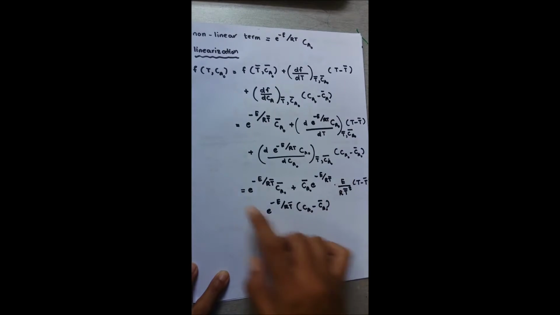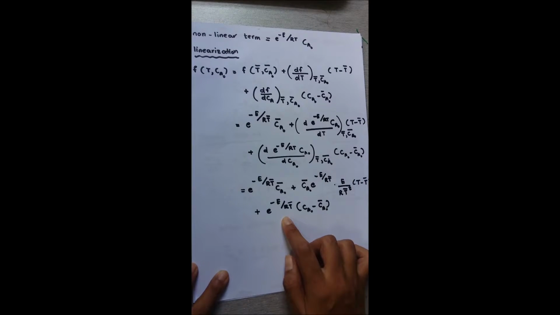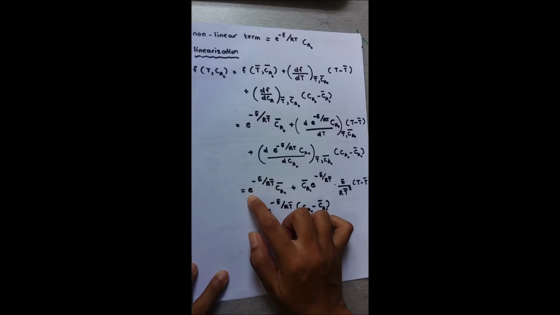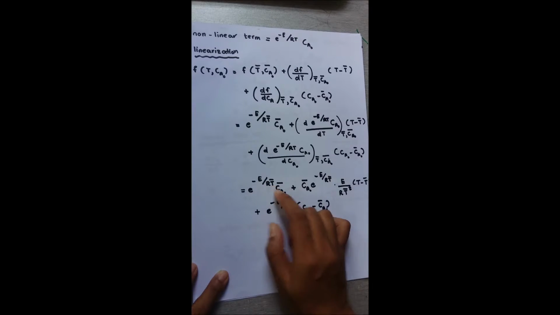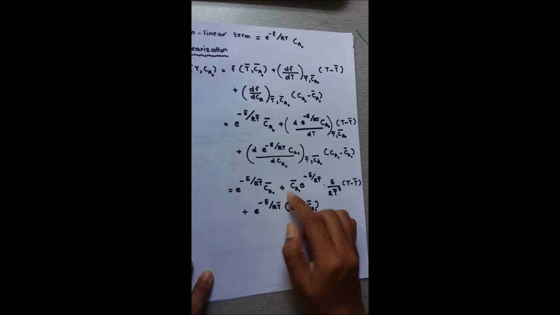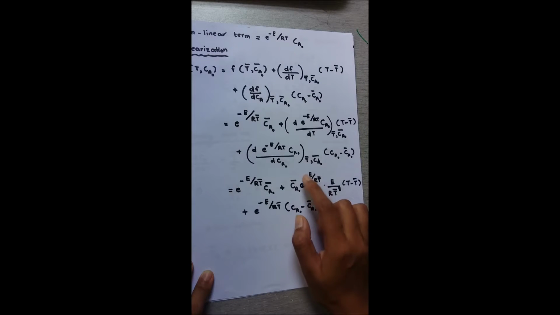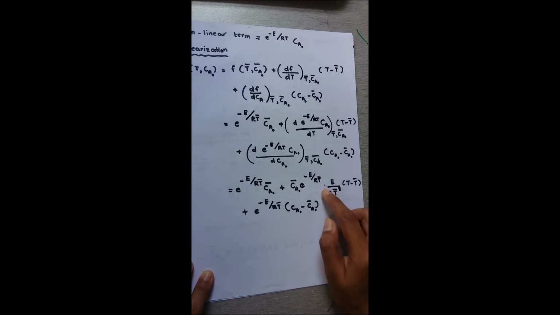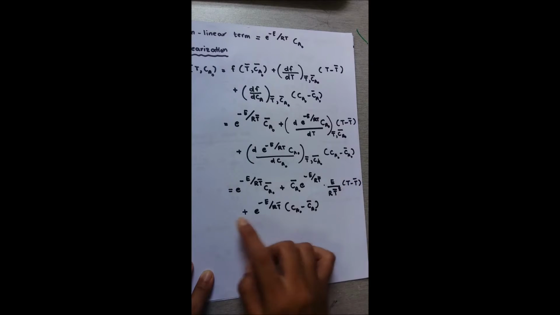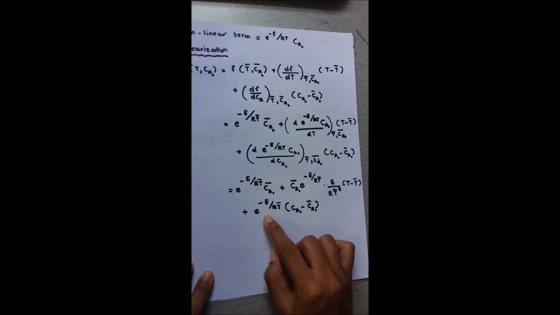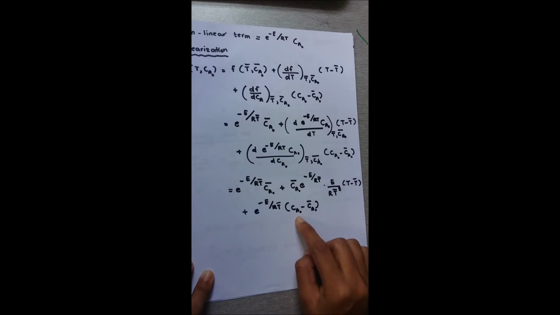After solving all, this is the final equation we got, which is equal to e power of negative E by RT bar CA naught bar plus CA naught bar e power of negative E by RT bar times E by RT bar square times T minus T bar, plus e power of negative E by RT bar times CA naught minus CA naught bar.